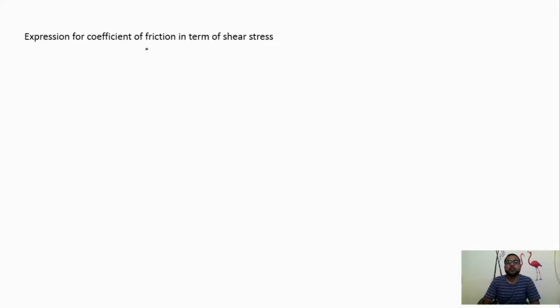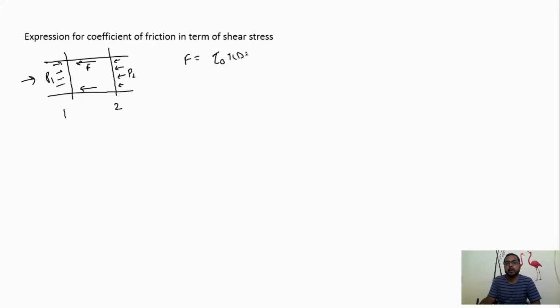Now let's find an expression for coefficient of friction in terms of shear stress. So first of all, assume this is your pipe, this is the direction of flow, take section 1 and section 2. So this is P1, in the opposite direction this is P2, and at the wall there is resisting force F. So that F is tau naught times pi d into L, right? And under steady state condition with uniform flow, we can write that P1 minus P2 into cross sectional area is equal to that force.